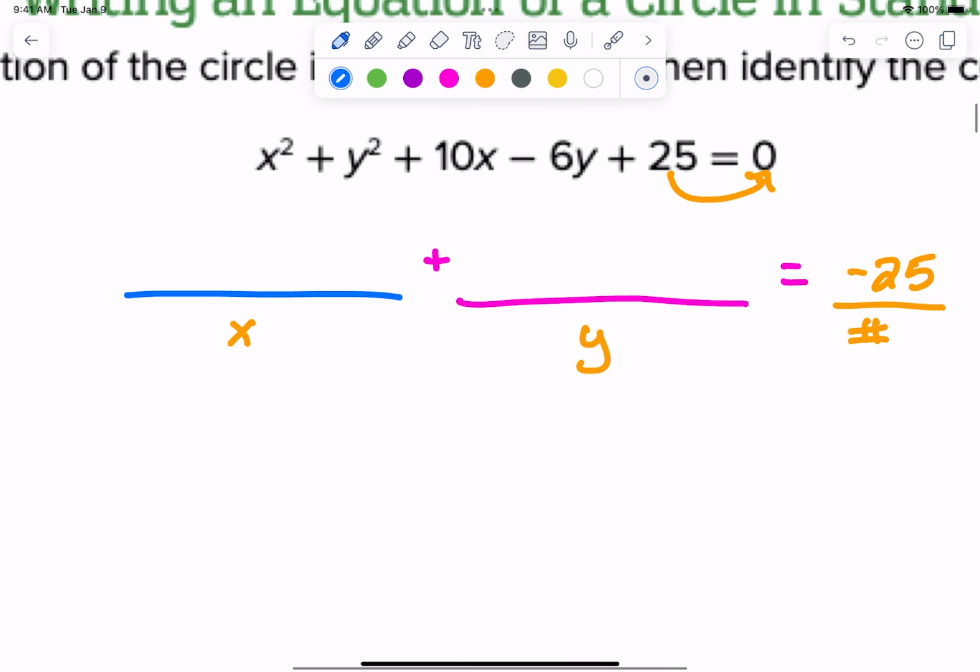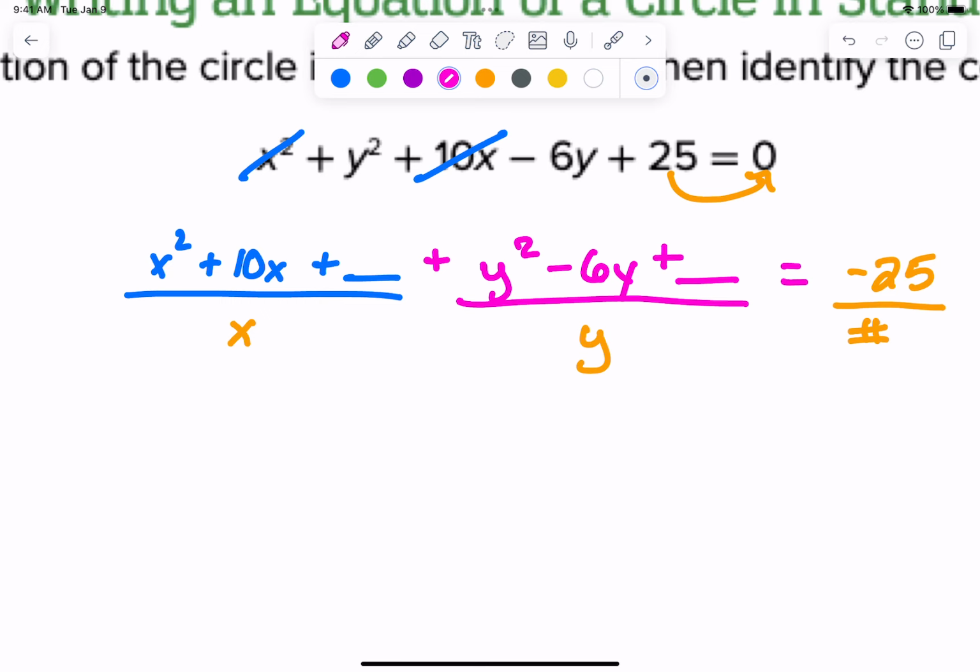In x land, we have x squared plus 10x plus blank. Do you see that? x squared, 10x. Got it? In y land, what lives in y land? The y's. y squared minus 6y plus blank. Okay? Good? Hang on. Confusion? Negative 25. Yeah, that x squared.